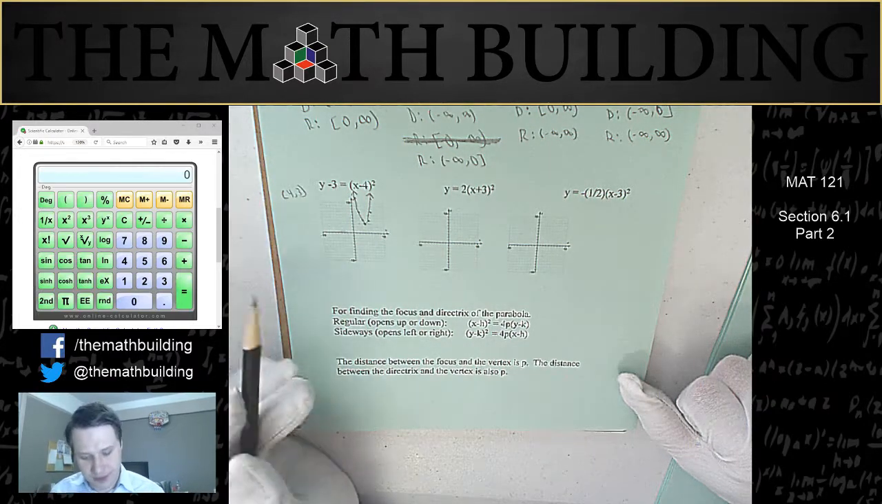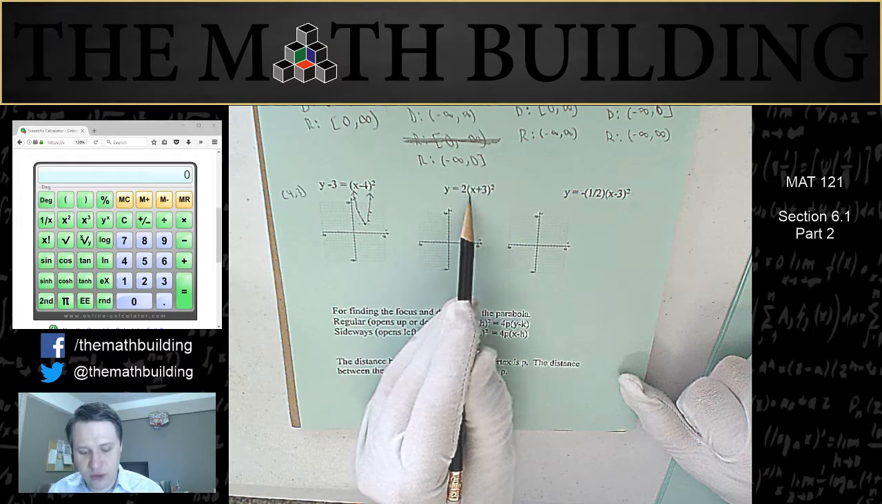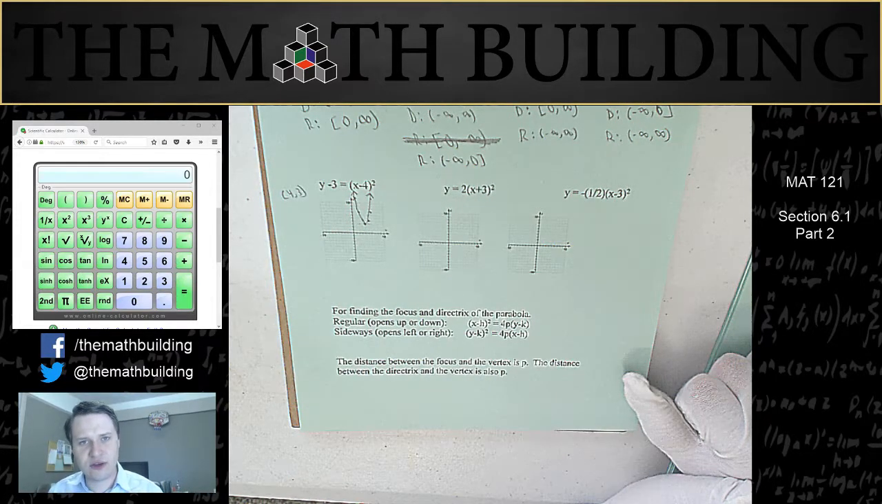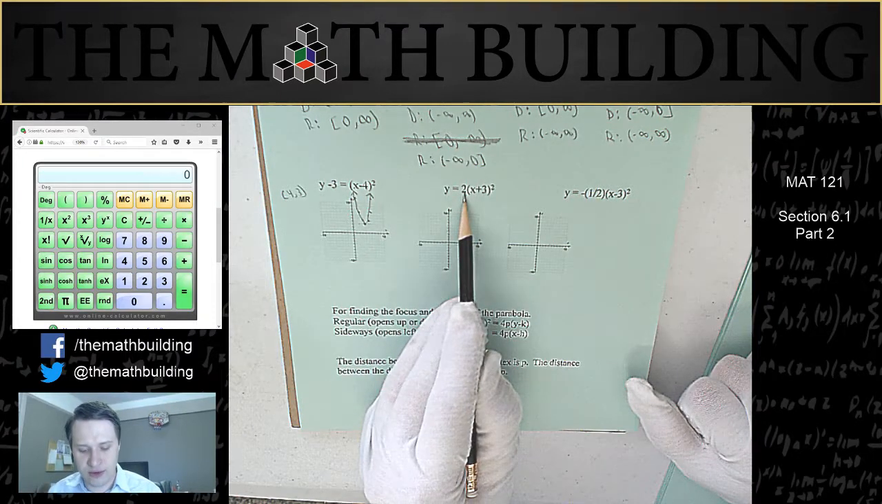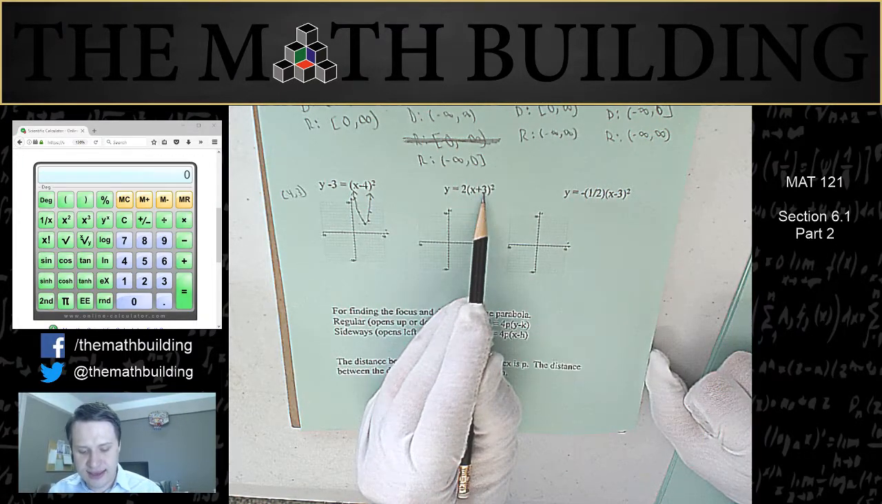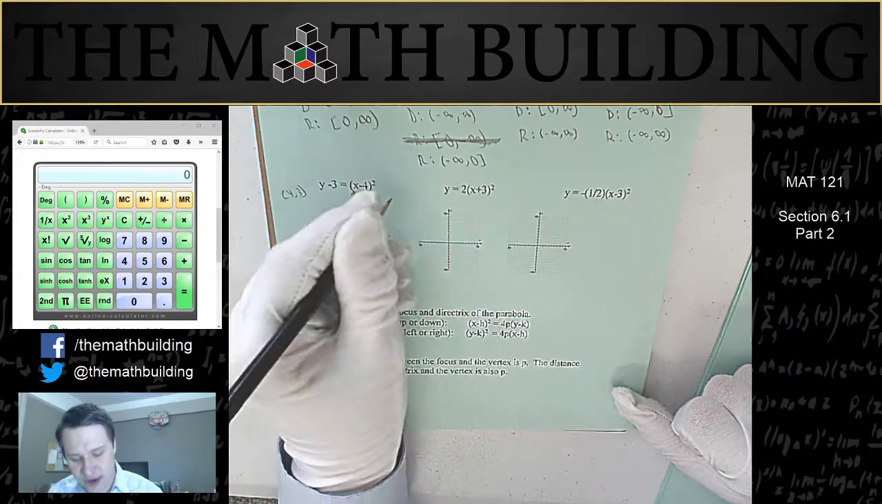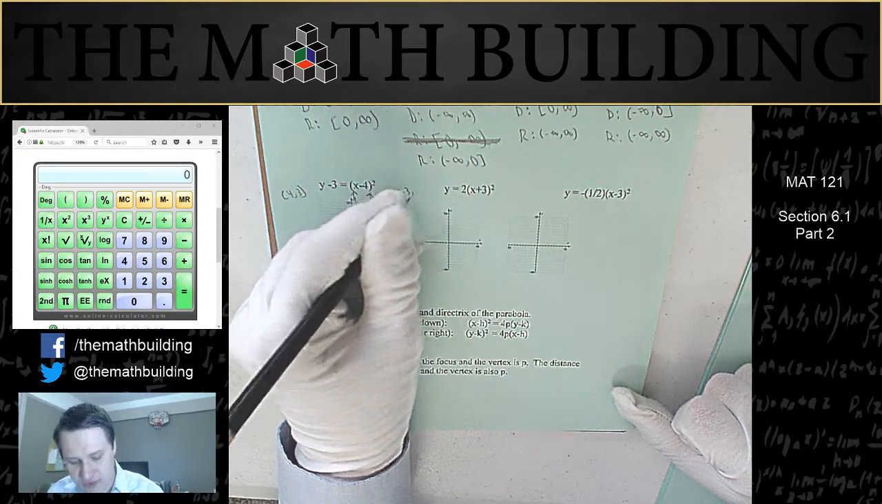And that's it. Let's graph this one. y equals 2 times x plus 3 quantities squared. Well, the first thing to do here is to notice we have a number right here. First let's find the vertex. So we flip the sign for x. So the vertex is going to be negative 3.